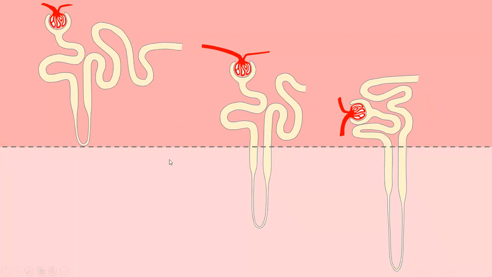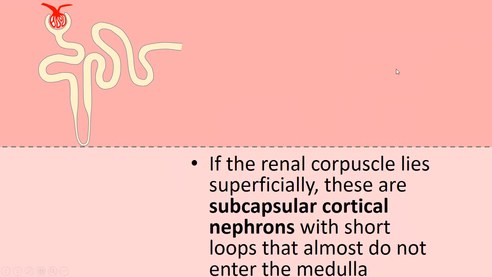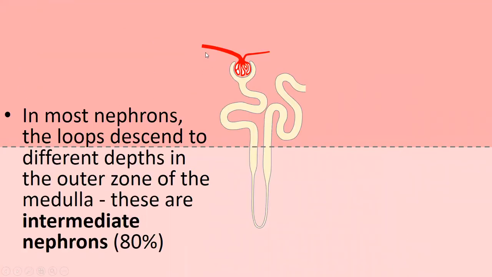It's the border between cortex and medulla, and here we can see that they have different situation, different localization. So subcapsular cortical nephrons, intermediate, and juxtamedullary nephrons. If the renal corpuscle lies superficially under the capsule, those nephrons are called subcapsular cortical nephrons, and their loop of Henle almost doesn't reach the border between cortex and medulla. So the entire nephron lies in the cortex.